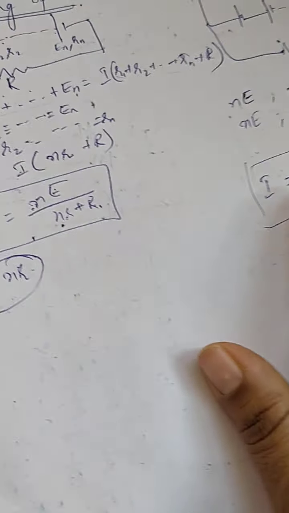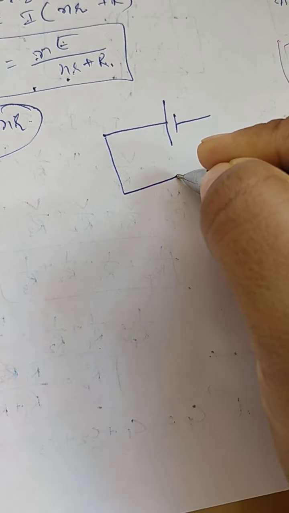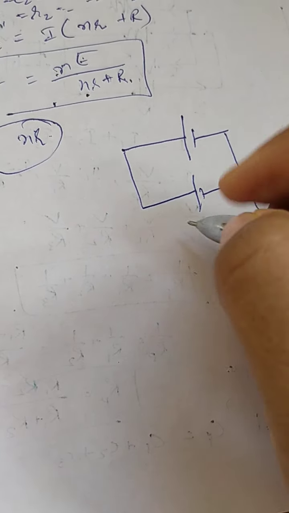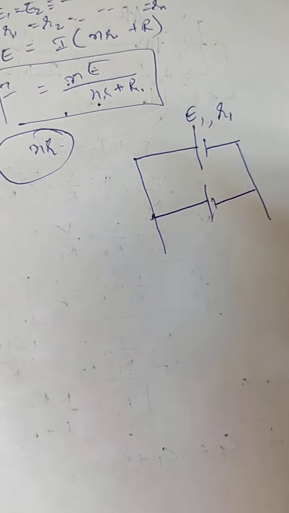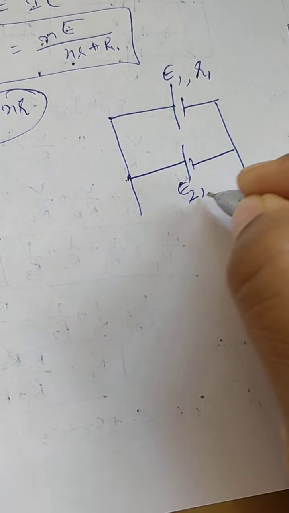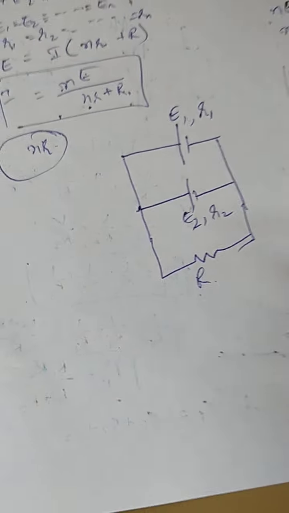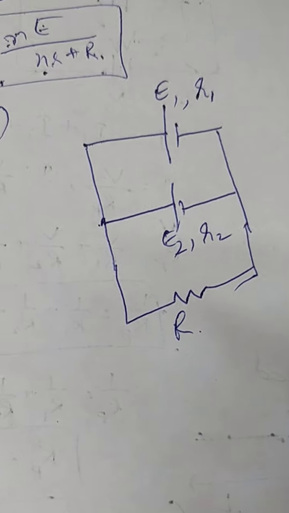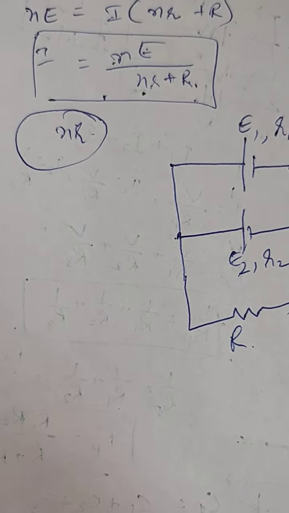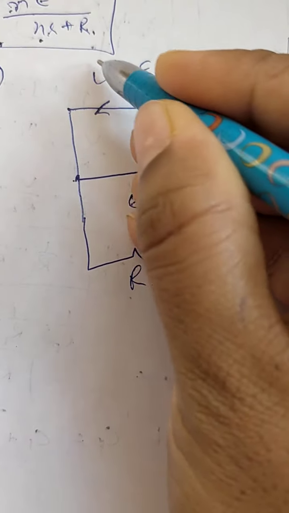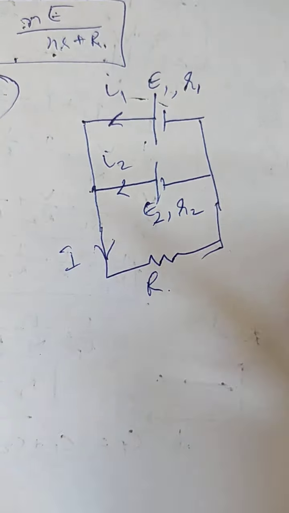Now if you have only two cells of unequal EMF, this is an important question which does come in the CBSE exam also. So this is E1 and r1. E2 is the EMF and r2 is the resistance, and then you have an external resistor R. Then how will you find the total EMF and the total internal resistance? Now these are not identical, they are different. So there will be some current here, I1, and a current here, I2, and they both combine to give you total current I.